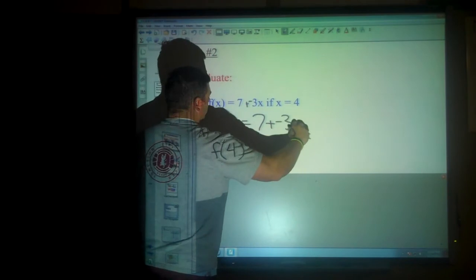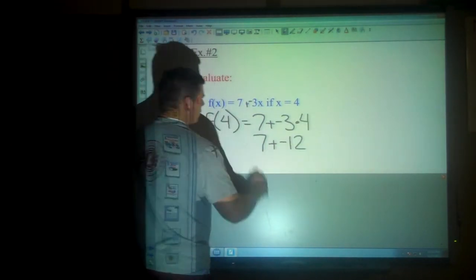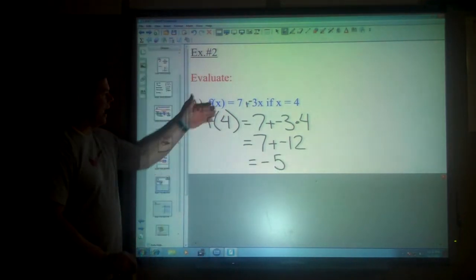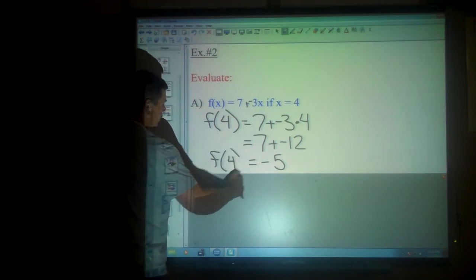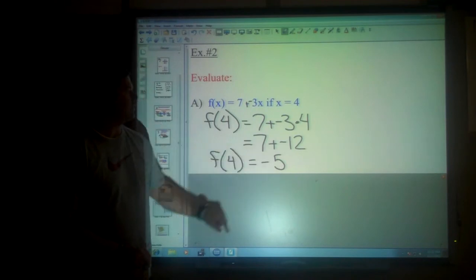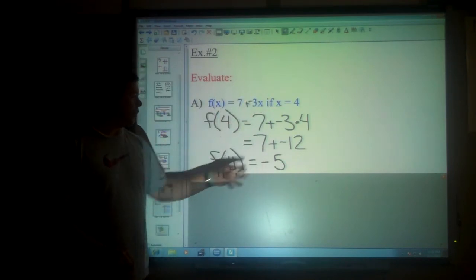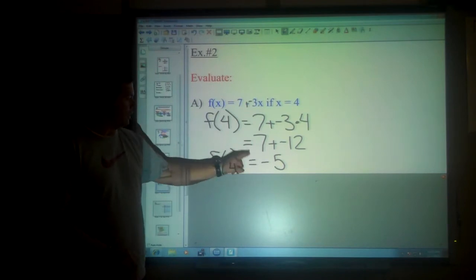7 plus -3 times 4. 7 plus -12. -5. Don't do anything with this over here. You can just say f of 4. When a rule was applied to 4, the result was -5. So I plugged 4 in for x. I'm not going to divide by f or divide by 4 and try to get f alone. Don't do anything on this side. When the rule is applied to 4, it equals -5.